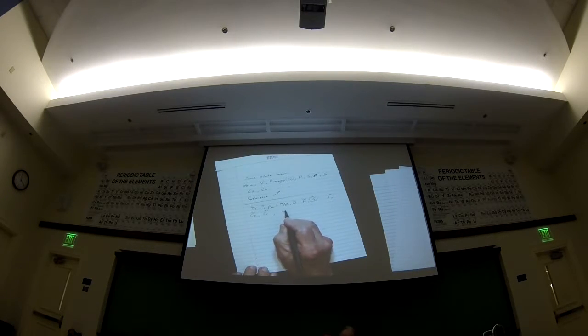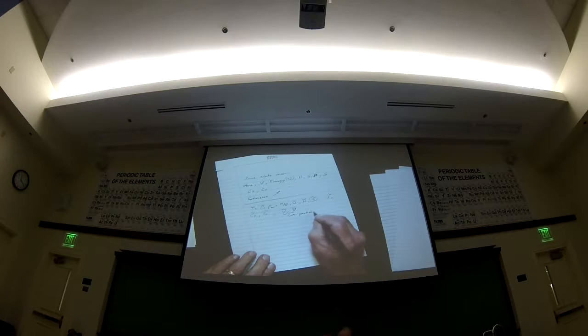Some we'll talk about in a little detail very shortly, like U bar, V bar. This doesn't mean average anymore, as in kinetic theory. That means these are partial molar properties. We'll talk about that.